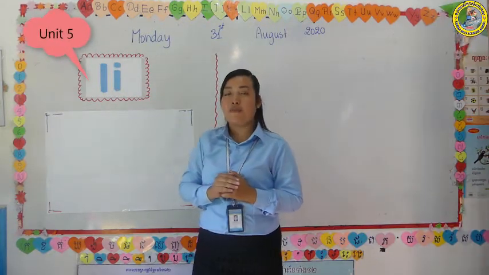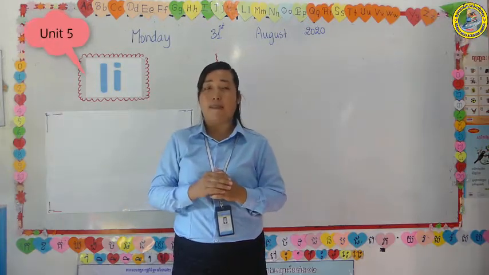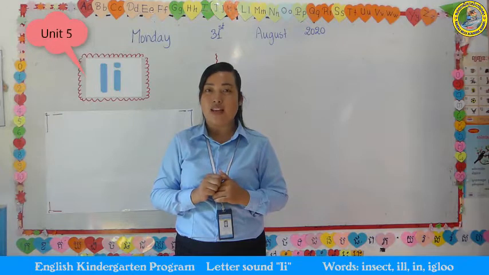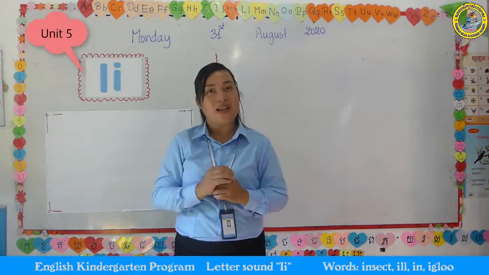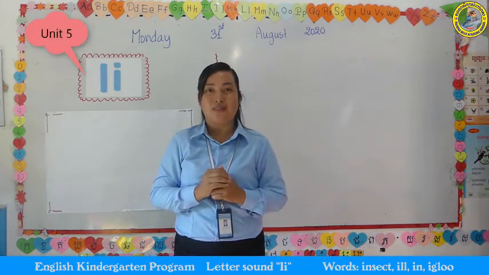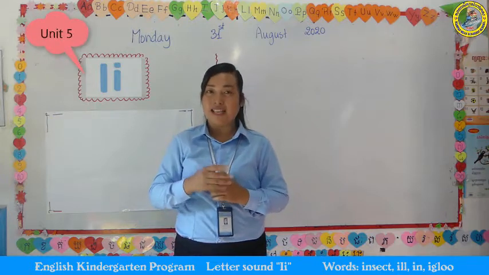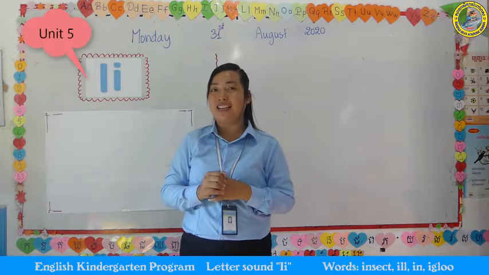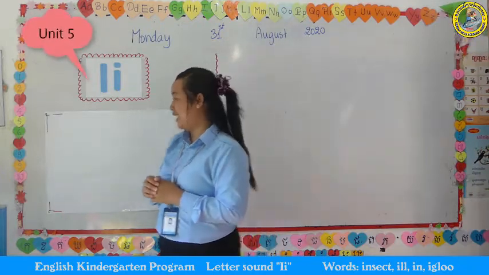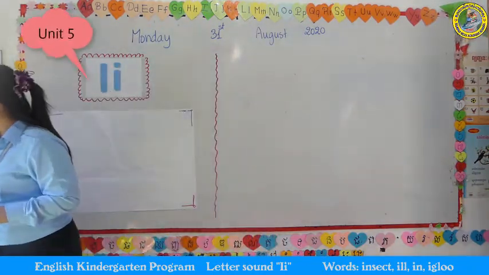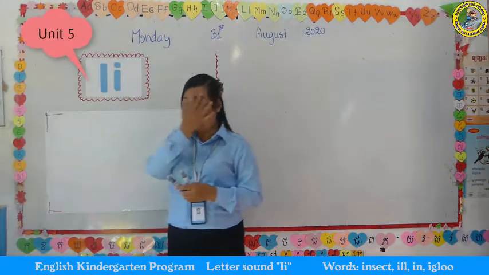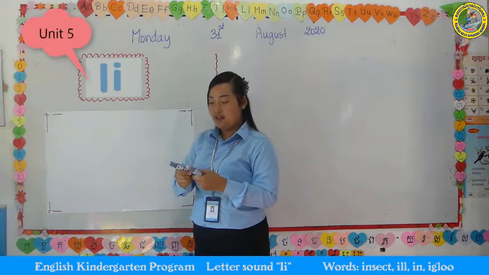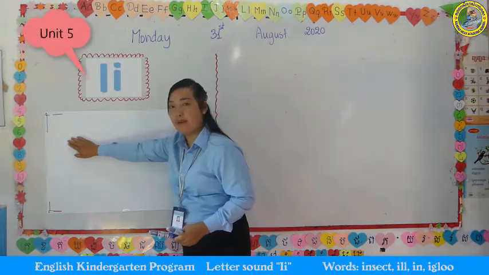Okay, everyone, before we write the capital letter I and the small I, I would like you to take a book and a pencil. Yeah, a book and a pencil. Okay, very good. Everyone, now please write a capital letter I with me. Okay, look at the whiteboard.